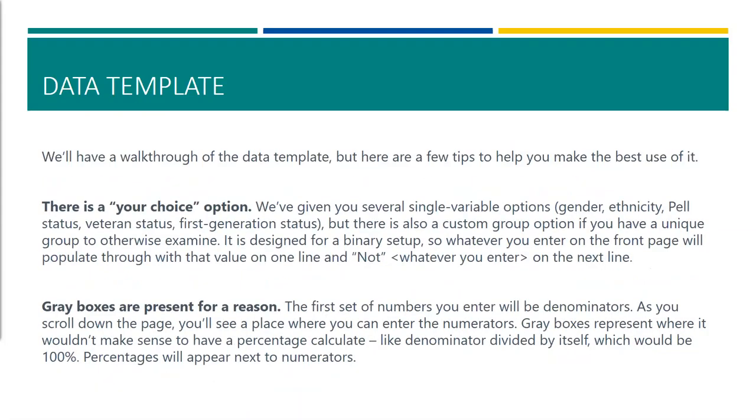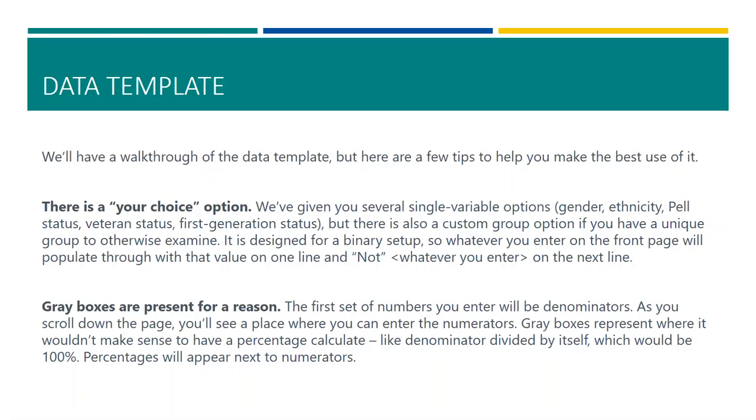There is the Your Choice option. So as I mentioned, when you're looking to disaggregate by different metrics, gender, ethnicity, Pell, you might have a custom group. Like let's say it's foreign-born students. I'm just making something up here. If you enter foreign-born students in your choice, you'll see that it'll populate in the respective area with foreign-born students and not foreign-born students. So it's whatever you enter and then not whatever you enter. I figure this would probably suffice for most of the options. Again, we're asking that it becomes binary because otherwise it gets really complicated for that data template to be consistent.